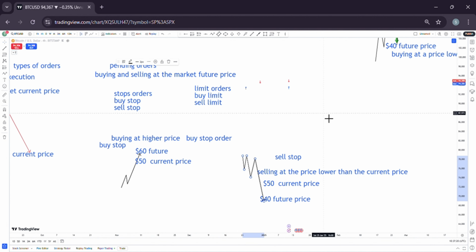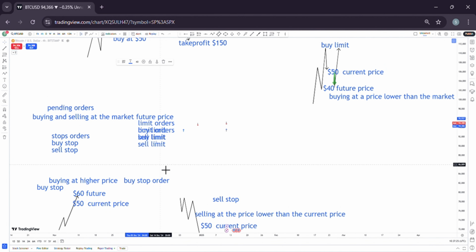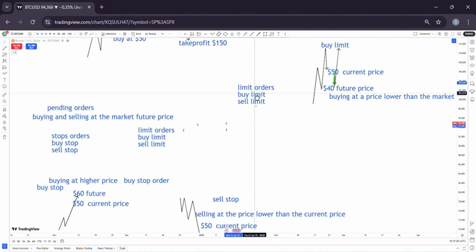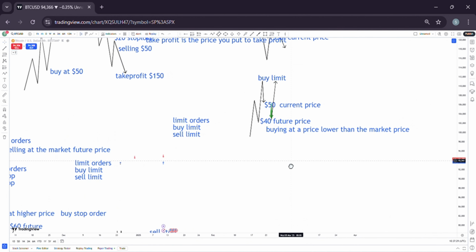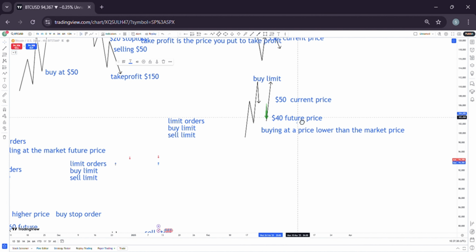So let's move to limit orders. Now a limit order is a little bit different. So for limit orders, let's say for example buy limit. Now buy limit, you are buying at a price lower than the current price. Let's say today's price is $50. You want a price cheaper than $50, which is $40, because you believe that $50 is too expensive, so you want the price to go down to $40.